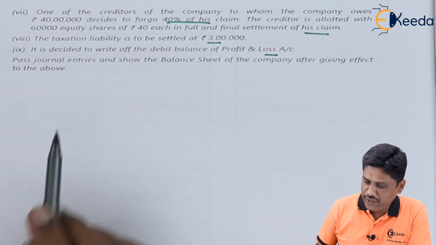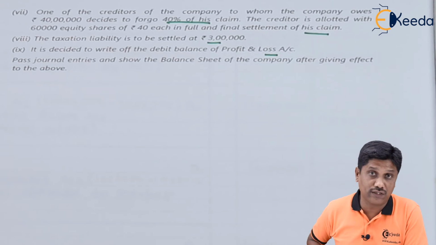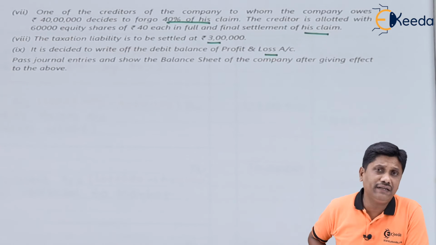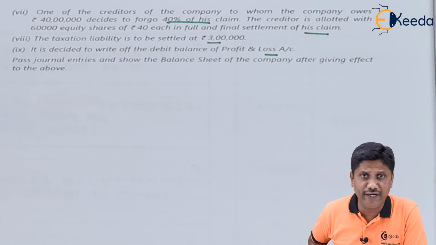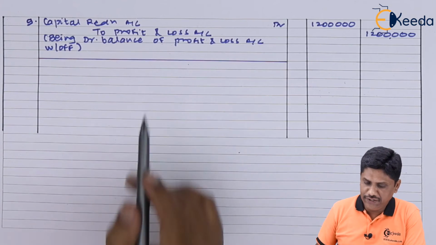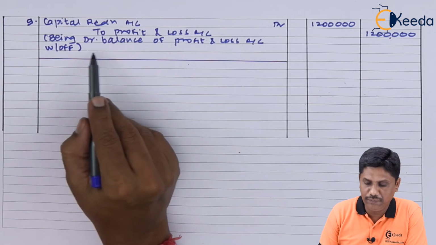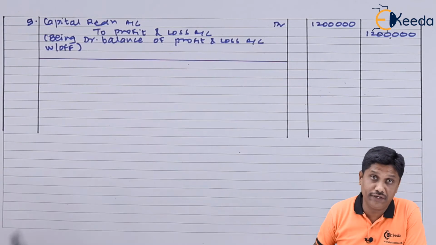Friends, now you can notice it is decided to write off the debit balance of profit and loss account. Rather, the scheme is implemented for this purpose only. My entry will be capital reduction account debit to profit and loss account. Let us pass the entry. Friends, let's see the entry. Capital reduction account debit to P&L account 12 lakhs rupees, being debit balance of profit and loss account written off.